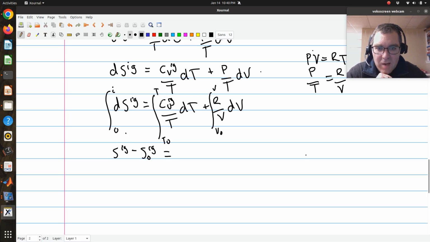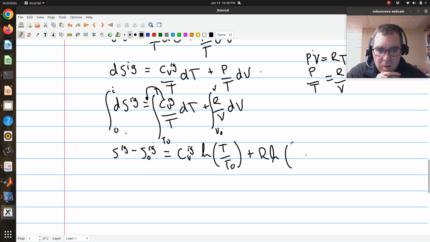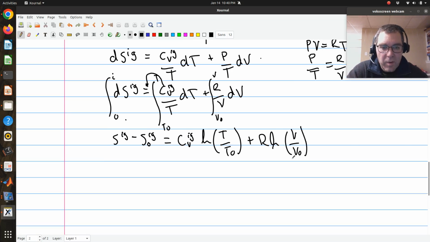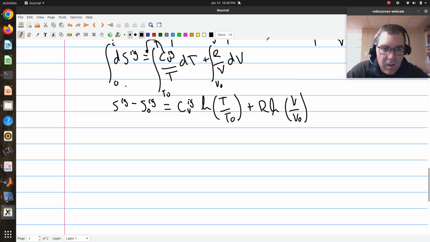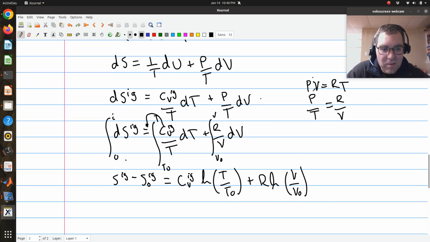so Cv and Cp are constant, so I could pull that out, and I'd end up with Cv ideal gas times log T over T naught, plus, R is constant, R log V over V naught. All right, and so what I'm going to do next is simplify. So I've got V here, and V is fine, but in the problem we're defining our initial and our final state with P, so it'd be nice to have P instead of V.